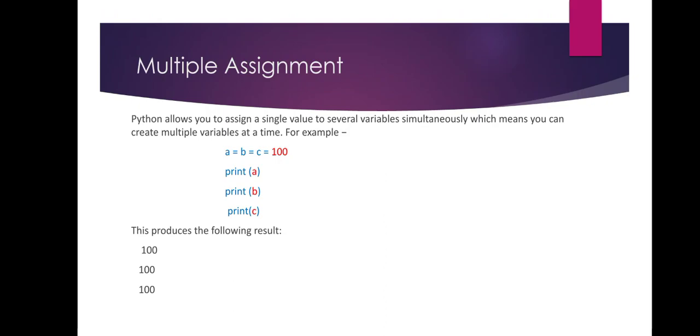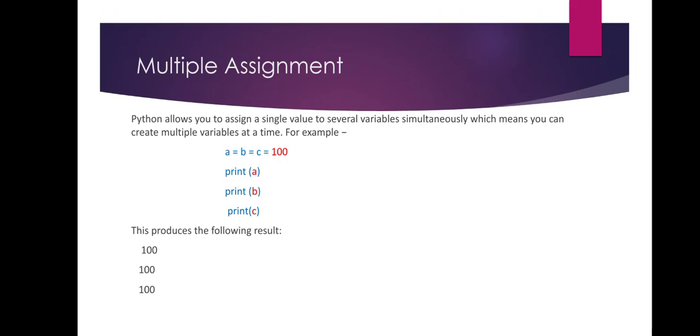And multiple assignment. How do we assign values to multiple variables? Suppose sometimes we have to assign only one value to all variables. Python allows you to assign a single value to several variables simultaneously, which means you can create multiple variables at a time. For example, a = b = c = 100.